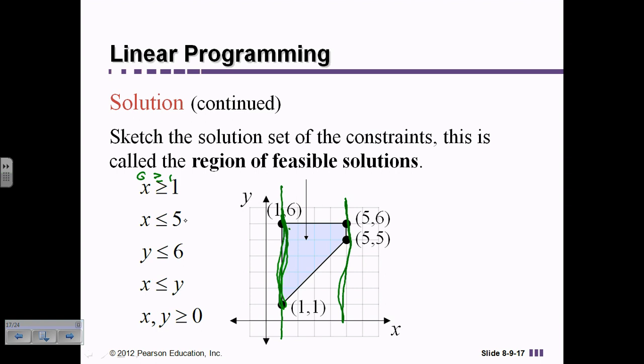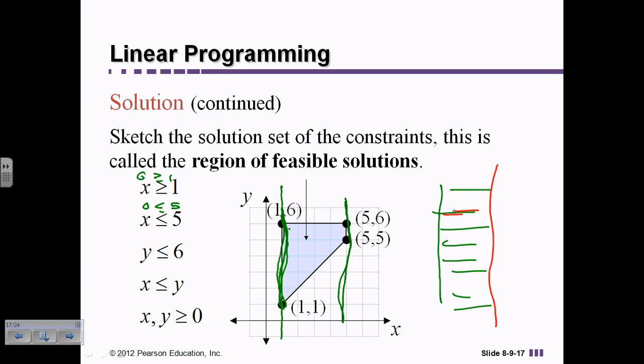X is less than or equal to 5. Again, here's our line. We picked 0 again. 0 is less than or equal to 5, and that is a true statement, so we shaded to the left. So currently, what you're not seeing is that we have the first line with everything shaded to the right, and then we have the other line with everything shaded to the left. And so right now they're overlapping in the middle of these two lines.